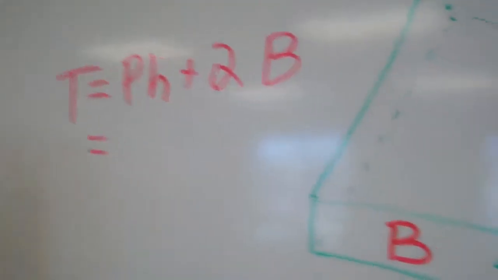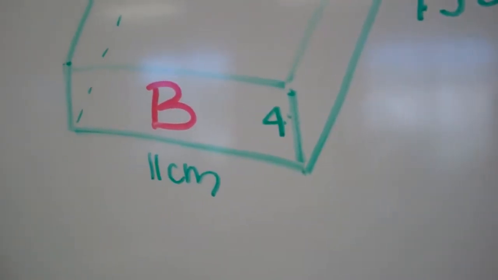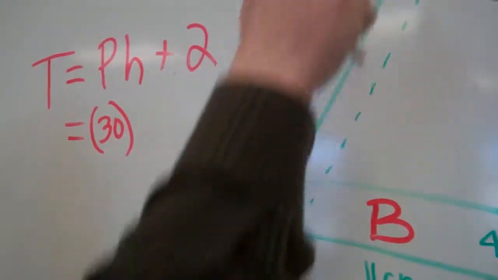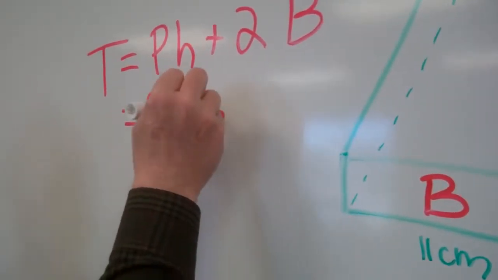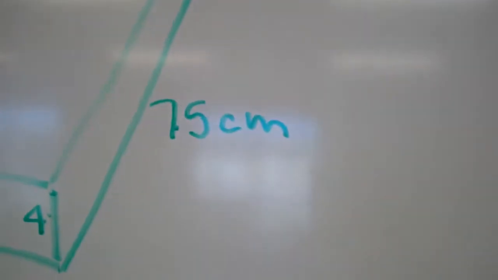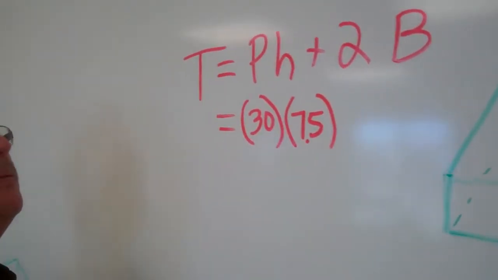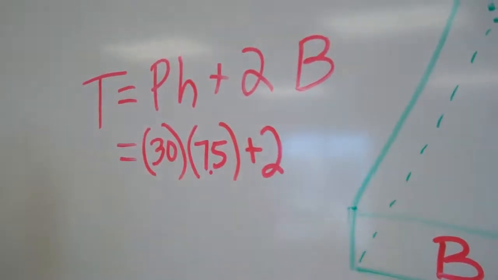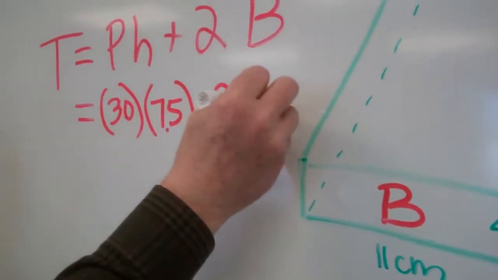The perimeter of my base is 30, isn't that, Matt? Yes. Matt agrees. Perimeter of the base is 30. Matt, how far between the bases? 75 centimeters. Oh man, that's long. It's 7.5. Yeah. 7.5 centimeters. There we go. Plus 2 times the area of the base. 44? Yes. My people are telling me 44.